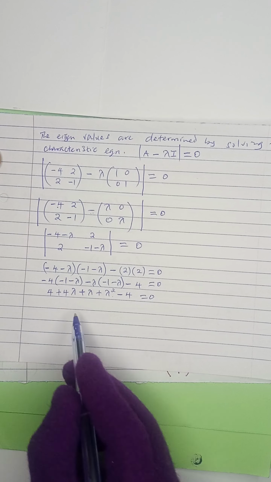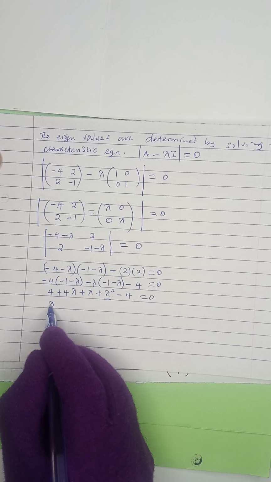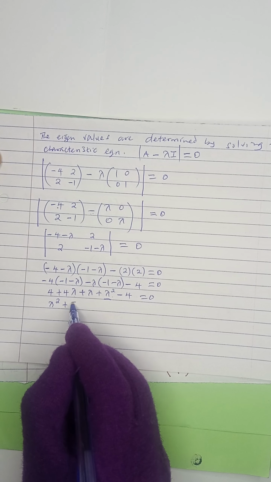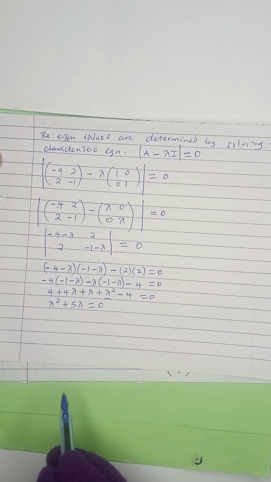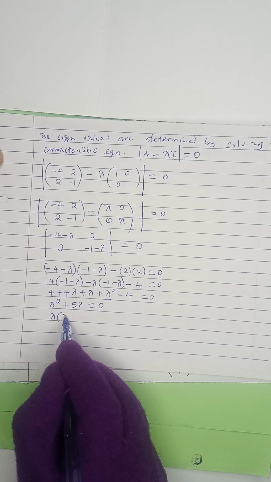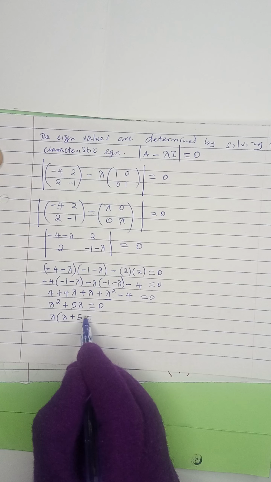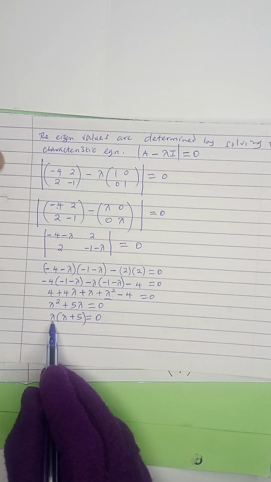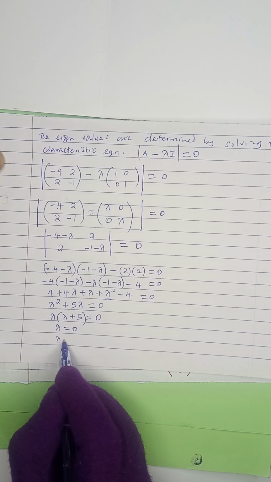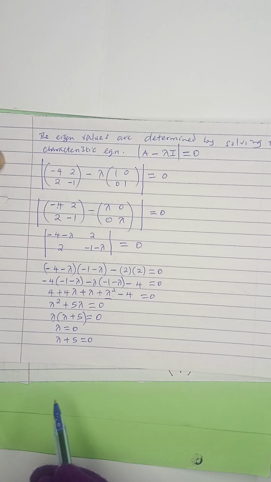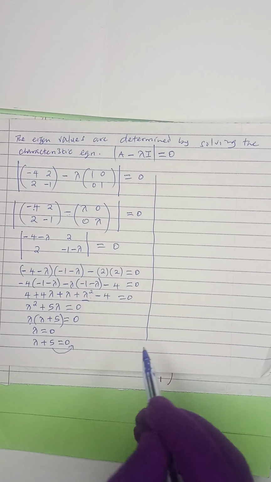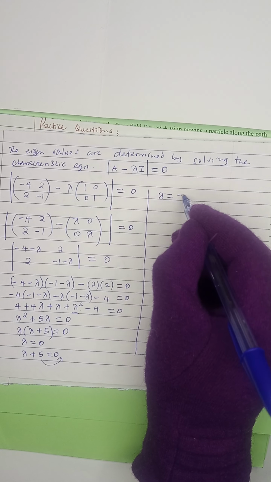So we'll have lambda squared, then 4 minus 4 is 0, then 4 lambda plus lambda is +5 lambda, equals 0. In solving this, you can see that lambda is common, so I'll put lambda outside: lambda times lambda plus 5 equals 0. Then the first solution is lambda equals 0. The second one is lambda plus 5 equals 0. If you take +5 across the equal sign, you find that lambda equals -5.